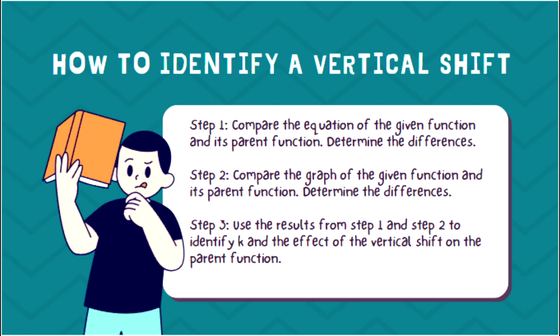How to identify a vertical shift. Step 1, compare the equation of the given function and its parent function. Determine all the differences. Step 2, compare the graph of the given function and its parent function. Determine all the differences. Step 3, use the results from step 1 and step 2 to identify k and the effect of the vertical shift on the parent function.